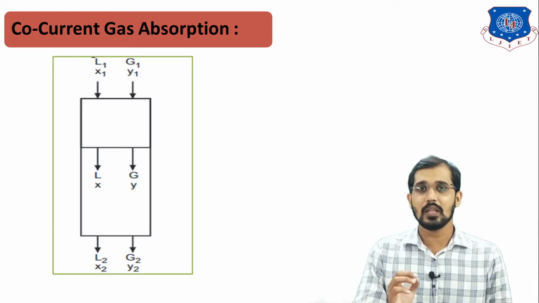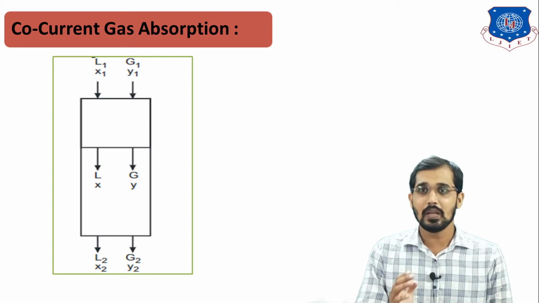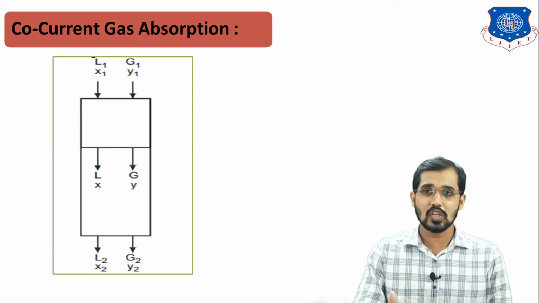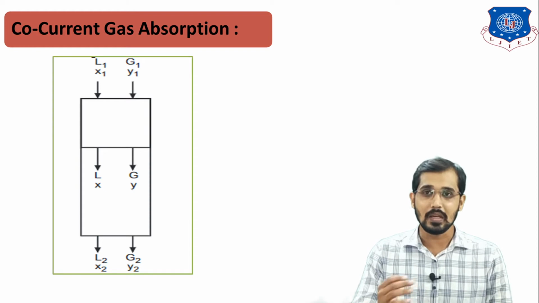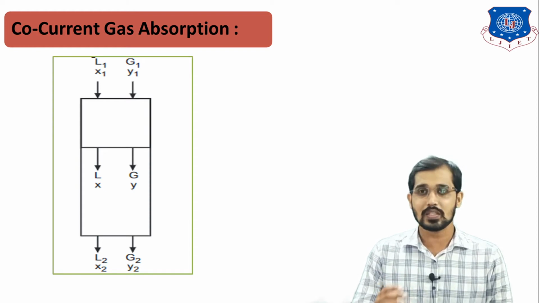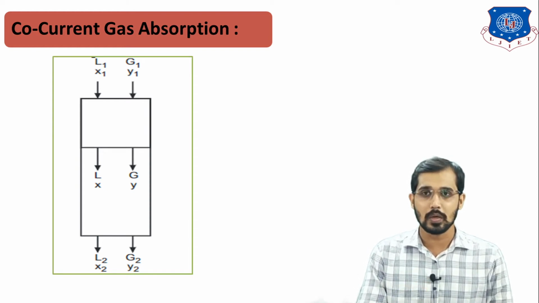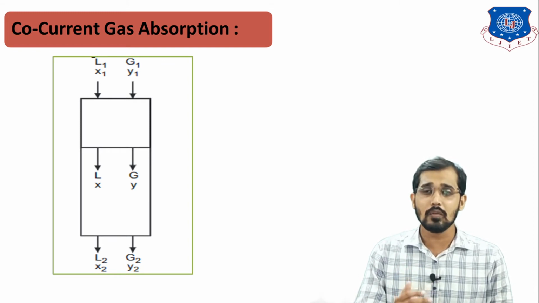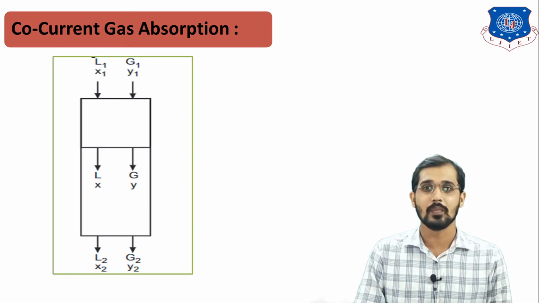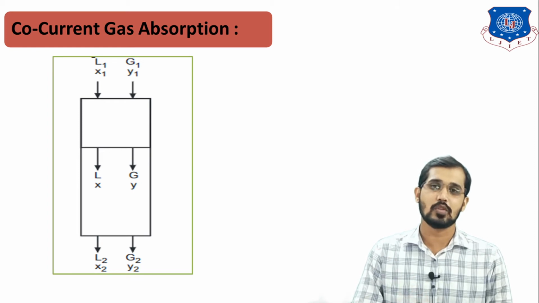Now you can see here there is X, Y. Similarly X1, Y1, X2, Y2. These are the mole fractions of the component which we want to remove from the gaseous stream at the inlet section and outlet section. So X1 is the mole fraction of the component in the liquid phase at the inlet section, X2 at the outlet section. Similarly, Y1 is the mole fraction of the component in the gaseous stream at the inlet, and Y2 is at the outlet. And X and Y are at any point in the absorption column.